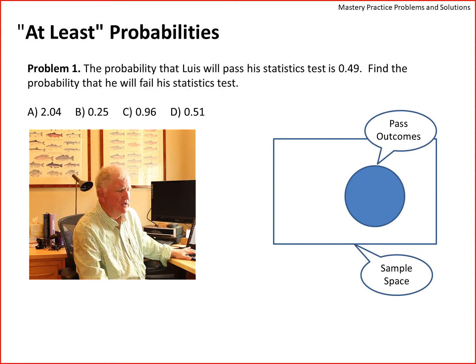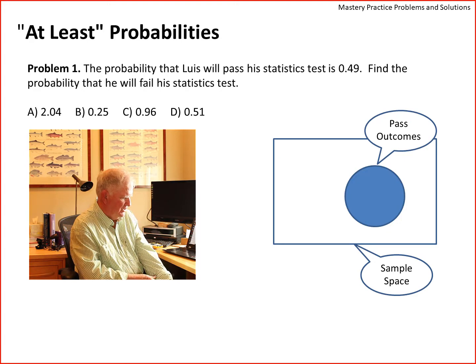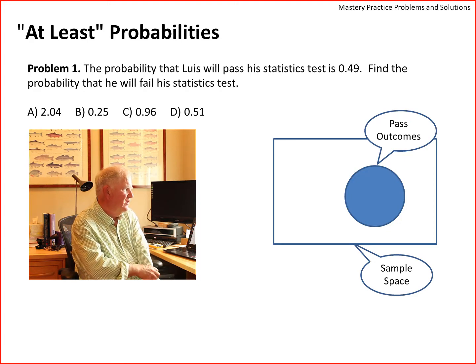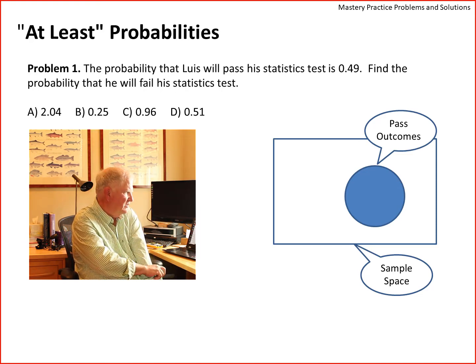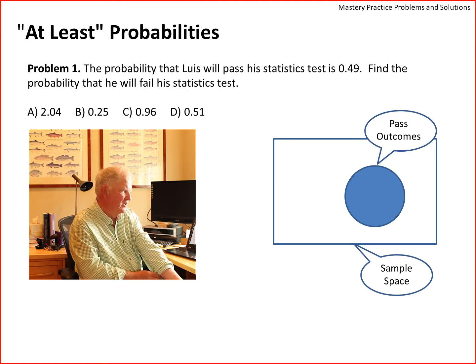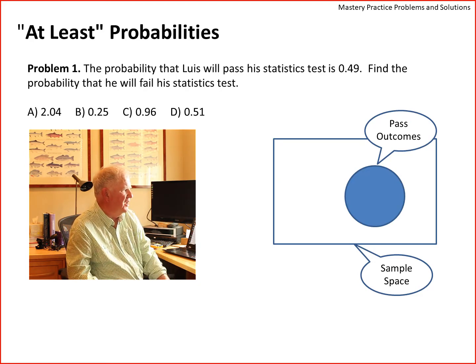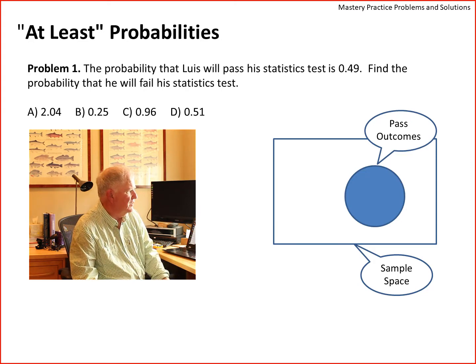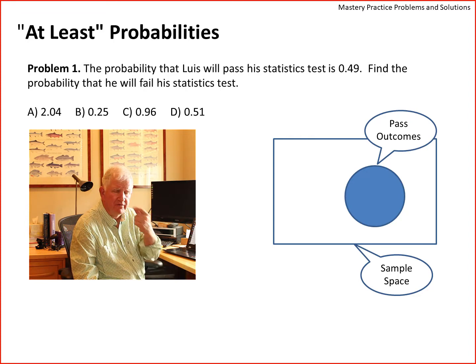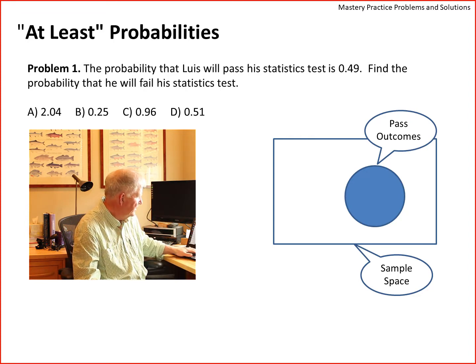The outer rectangle is the sample space, the circle in the center are all the pass outcomes, all the ways that Luis could pass his test. And what we're told is that the area of that circle is 49% of the area of the sample space. The sample space contains all of the outcomes with regard to taking this test. All the pass outcomes are inside that circle. All the not pass outcomes are outside the circle, inside the square. So if there's 49% of the area inside the circle, there's got to be 51% of the area outside.